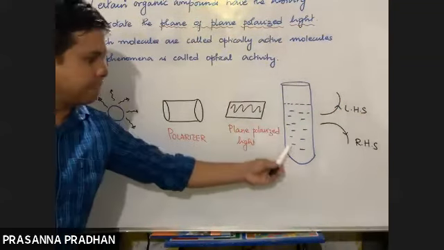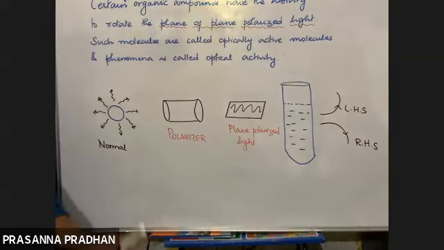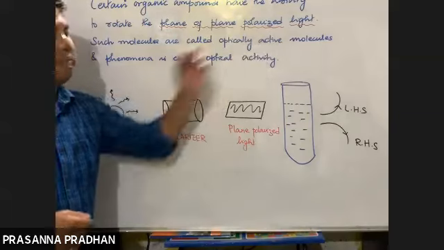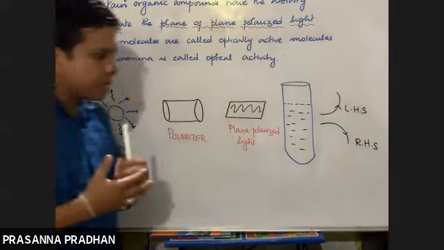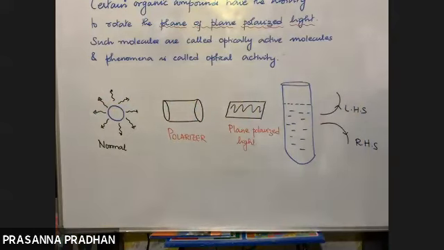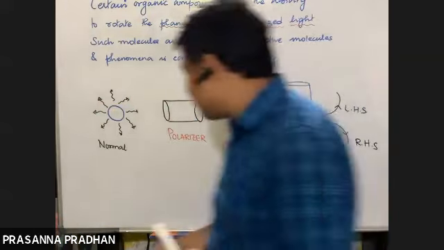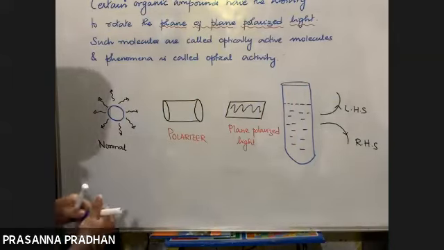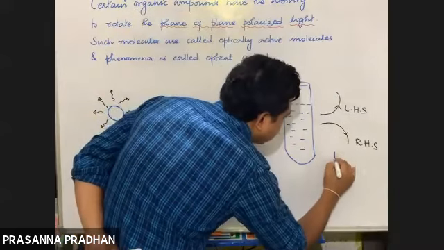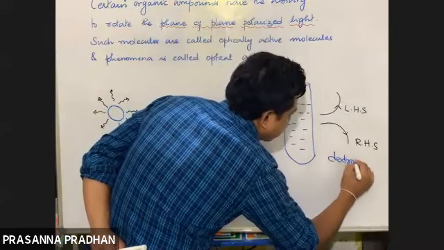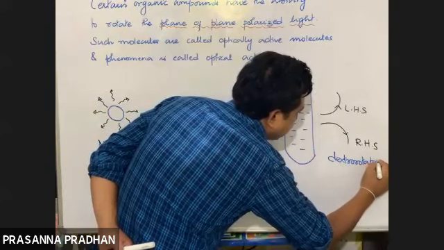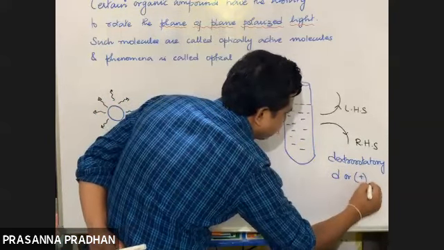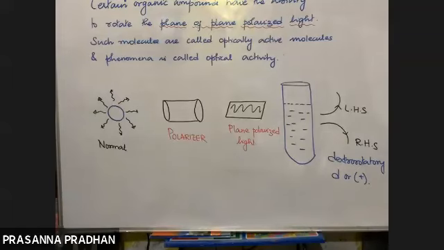So such organic compounds, such molecules which have the ability to rotate plane polarized light, are known as optically active molecules. In what directions do they rotate the plane polarized light? Two directions: either the right hand side or the left hand side. And remember, molecules which rotate the plane polarized light towards the right hand side are known as dextrorotatory. They are denoted by a small d or a plus sign.